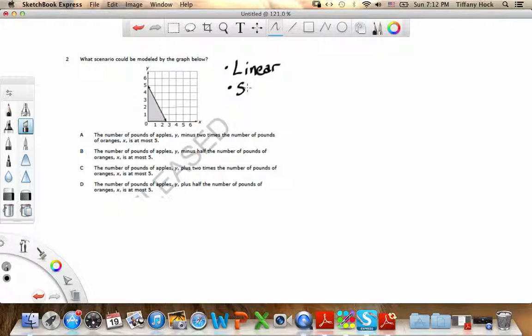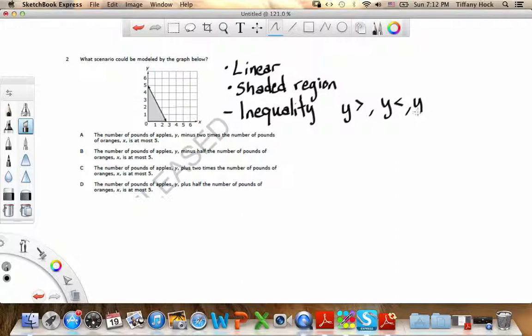I noticed that there is also this shaded region. Okay, so that tells me that what I'm dealing with here is not an equation, but it is going to be an inequality. And just remember, inequalities are the graphs or the functions that start usually with y is greater than, y is less than, y is greater than or equal, or y is less than or equal.